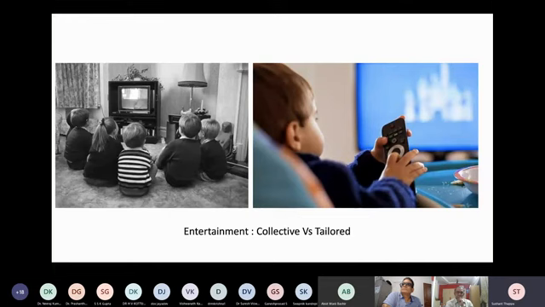So if I want to see a horror movie or a comedy movie, I specifically go to that genre, and it's available to me. So the entertainment has become very tailored, right?